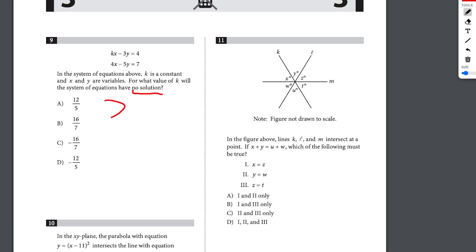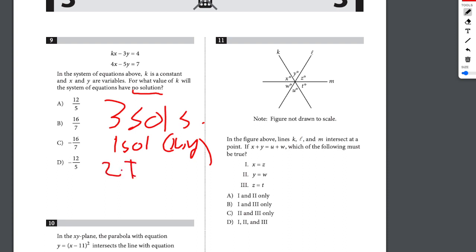In the system of equations above, k is a constant. For what values of k will the system of equations have no solutions? So there are 3 types of solutions. One is having one solution, which is at a single point (x, y), and you'll have to see where they intersect, usually by setting the equations equal to each other, finding a common point. The second one is infinitely many solutions, when the equations are basically the same thing, like y equals 3x and another y equals 3x. They overlap entirely, so they always have a solution everywhere.